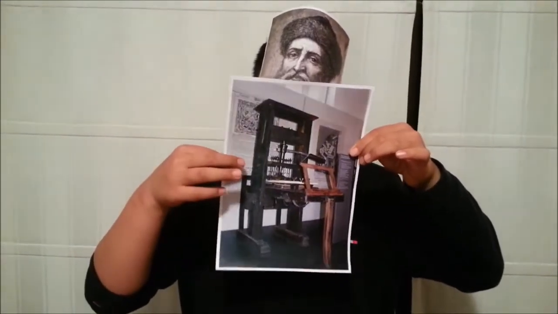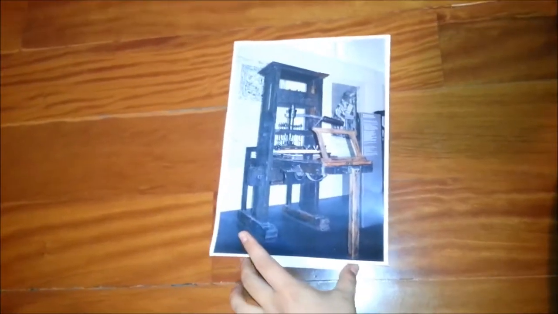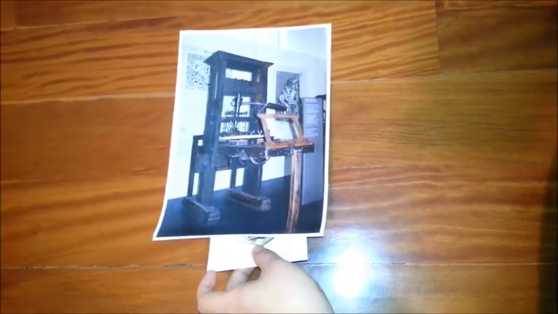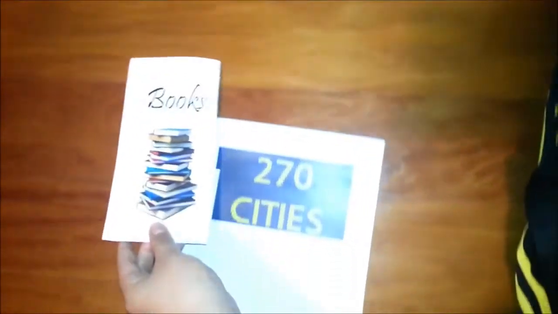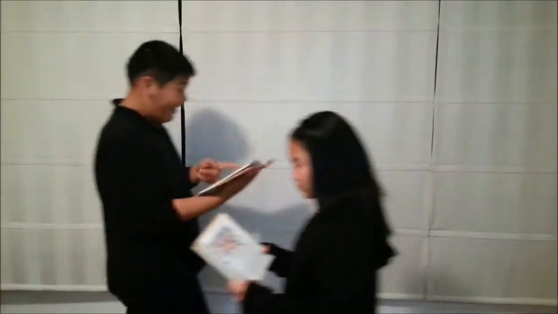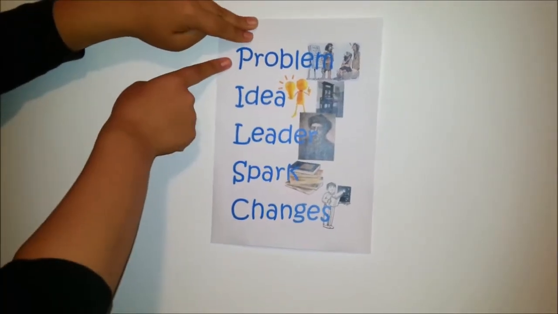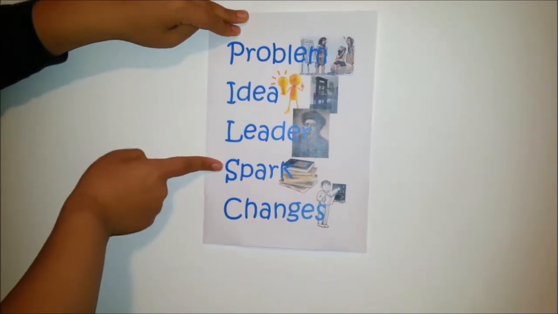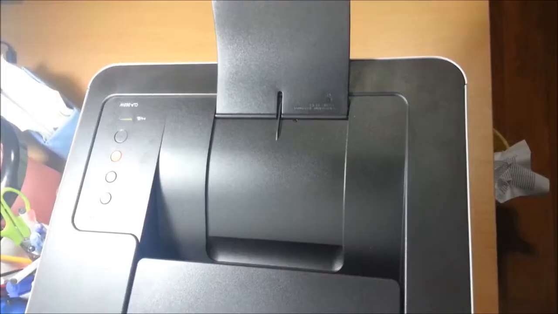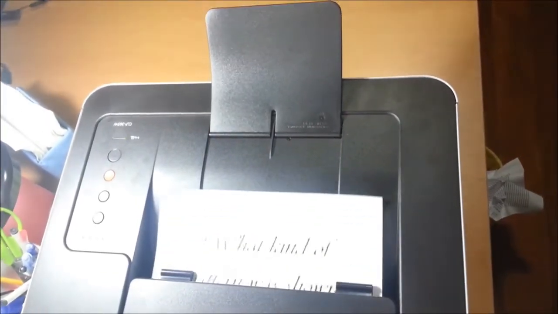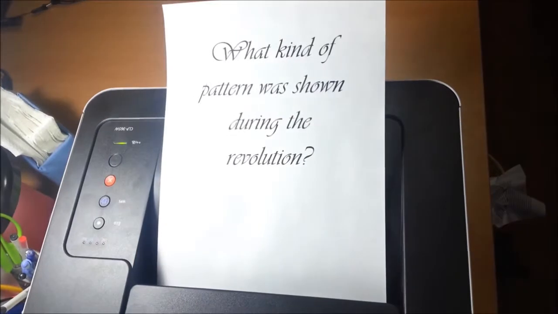After he invented the printing press machine, many things changed in Europe. This printing press machine started to print books in more than 270 cities. So people around Europe started to learn many things by just reading paragraphs. It was so much easier to learn than before. Since the pattern of this event was similar to the pattern of a revolution, this event turned into a revolution. So let me explain what exact kind of pattern was shown during the revolution.